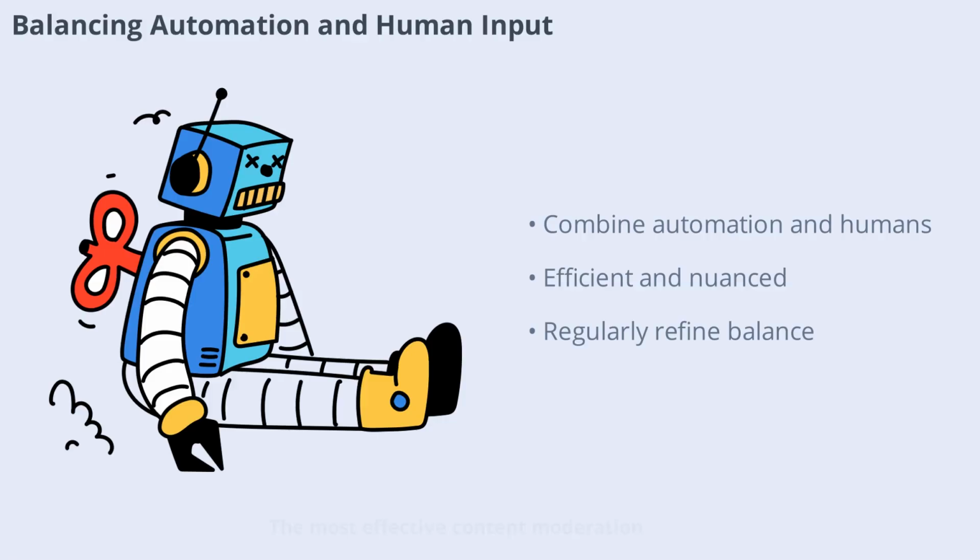The most effective content moderation strategies combine automation with human oversight. Automated tools handle large volumes efficiently, while human moderators address context and nuance. Regularly reviewing and refining this balance ensures optimal results and user satisfaction.